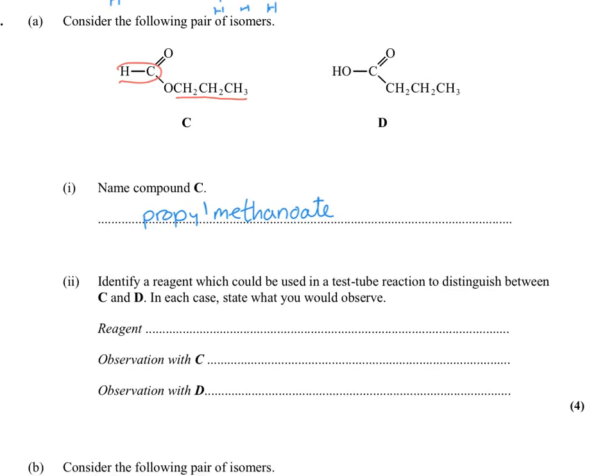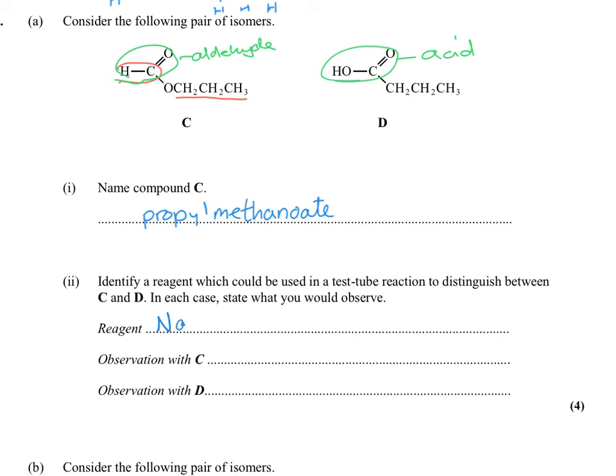Identify a reagent which could be used in a test tube reaction to distinguish between C and D. In each case, state what you would observe. Well, in this one, we've got an acid group. So any test that would detect an acid would work. In this group, we've got the equivalent of an aldehyde. But we've got the equivalent of carboxylic acid on the other side, so anything that would oxidise an aldehyde would also work and give a positive result. So there's a few options.